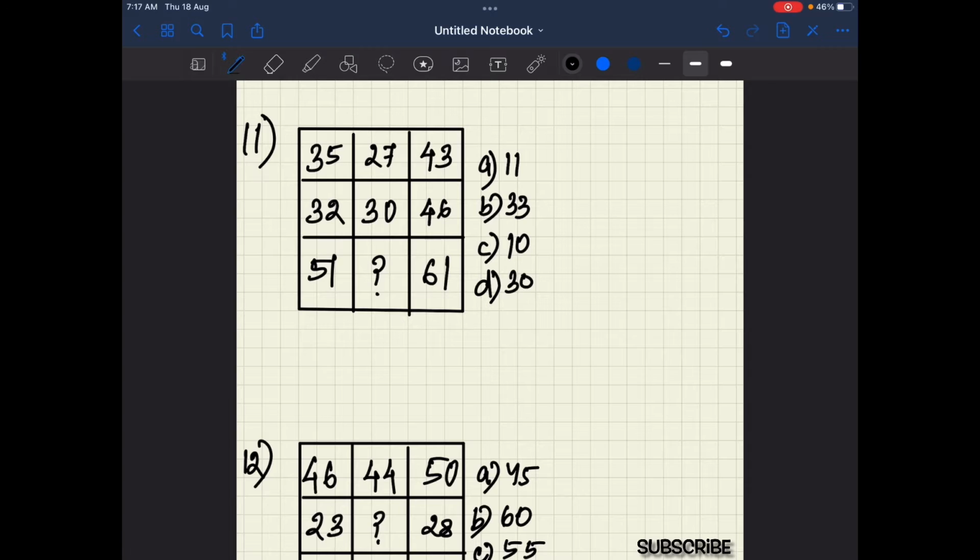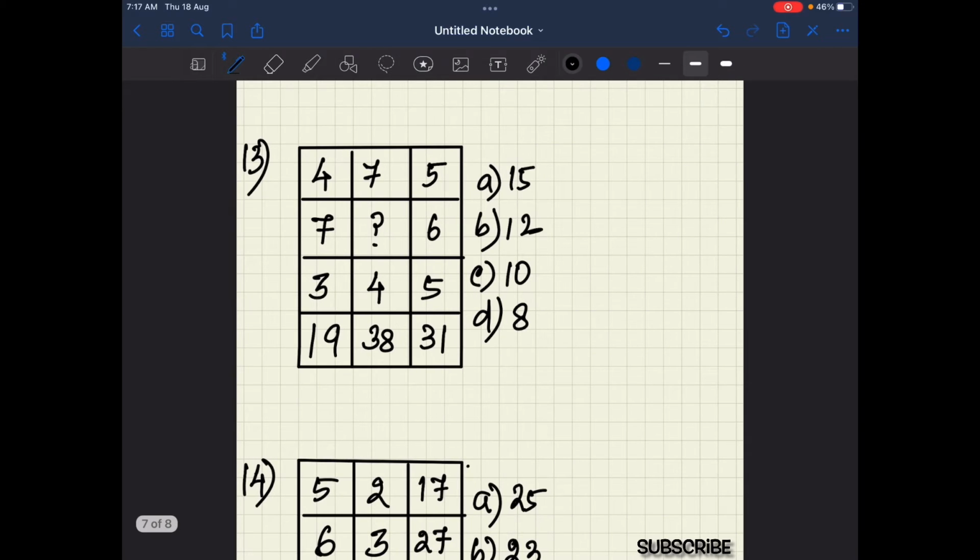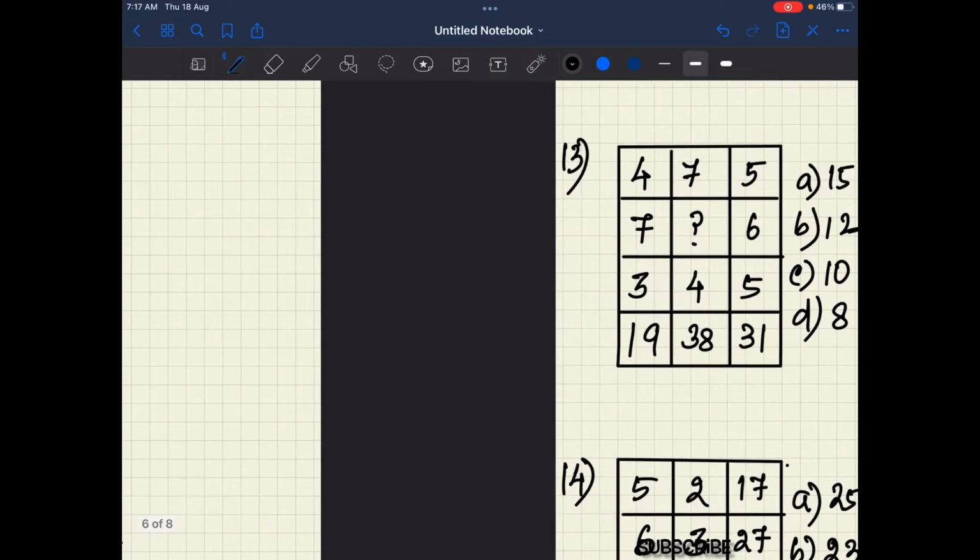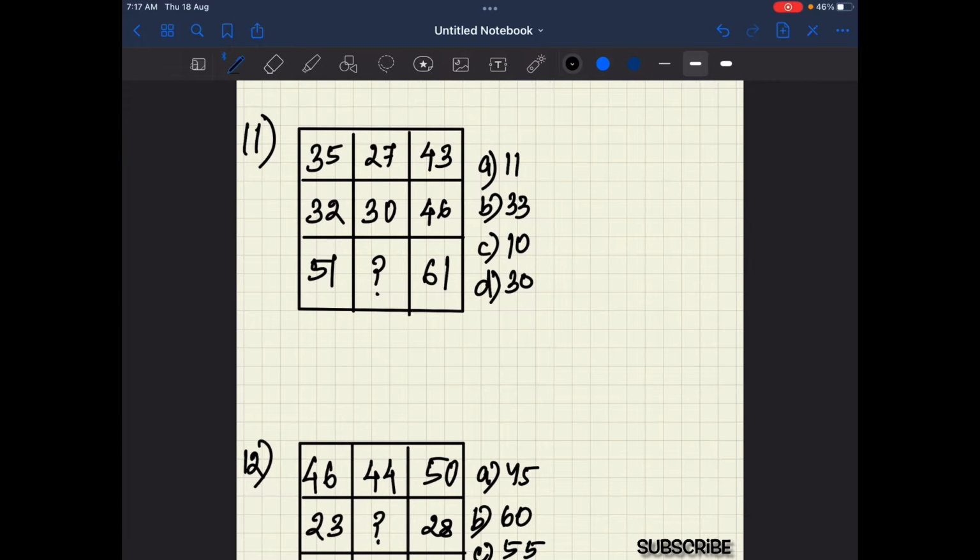So we'll be doing some more problems today, and it will give you so much logic about the following patterns. Today we'll be doing these 6 questions. Again, 10 questions I have already done. So let's get started. The first question here is 35, 27 and 43, 32, 30 and 46. Then we have to find out this element.